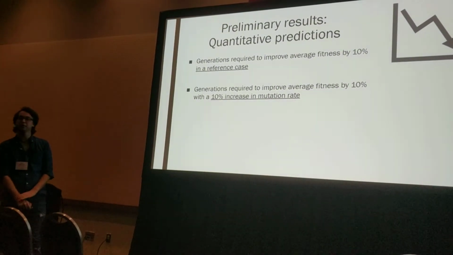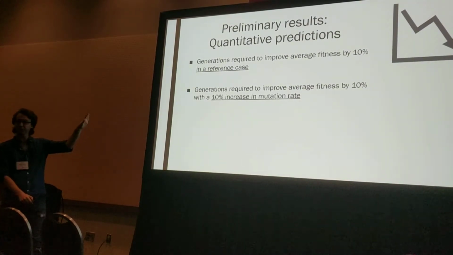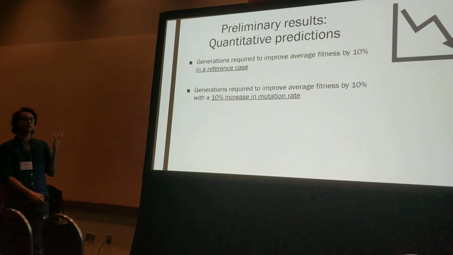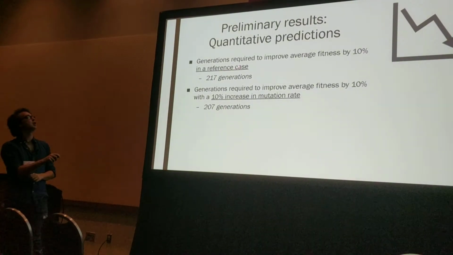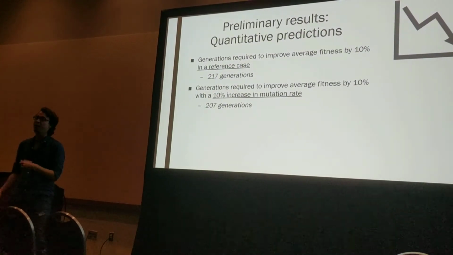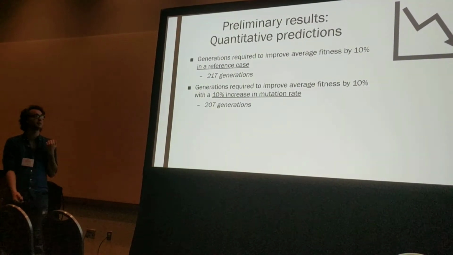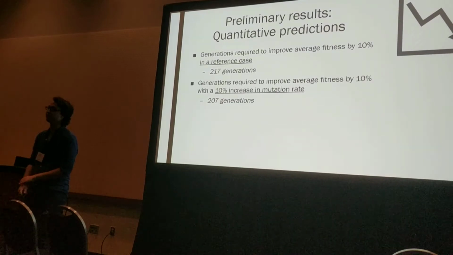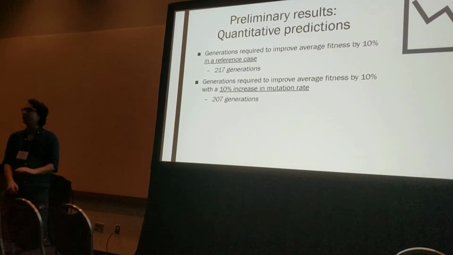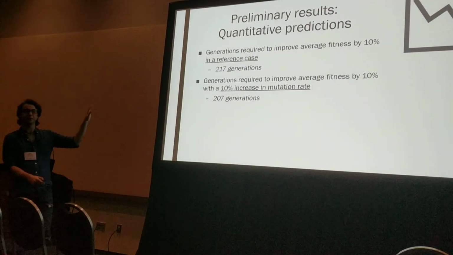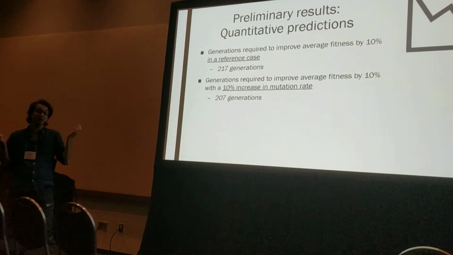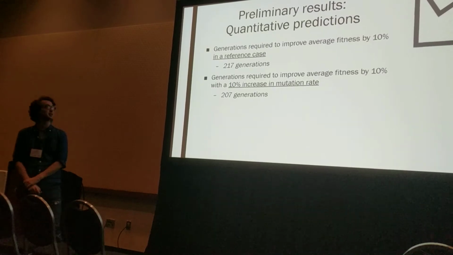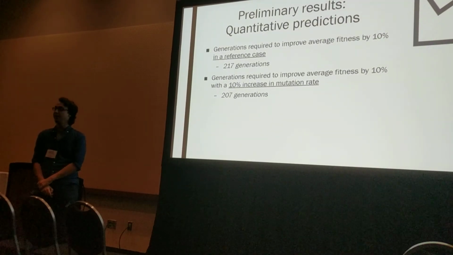Just a really quick note, I wouldn't necessarily trust any of the results I give here. I got them like a week ago. But the point is I can give an exact number for how many generations it would take to, say, improve fitness by 10% in some reference case, and then in the exact same case, but with a 10% increase in mutation rate. And I don't necessarily want to present this as a real result, but at least preliminarily, it's possible that it may not make things as much worse as people have predicted it will.